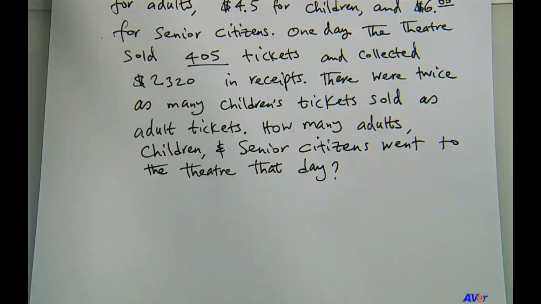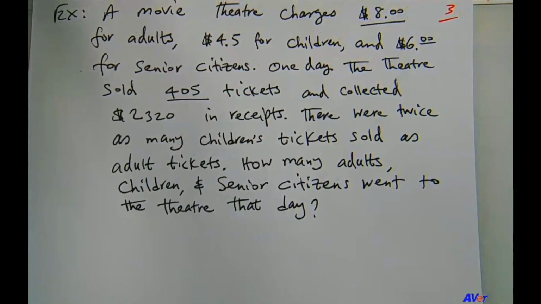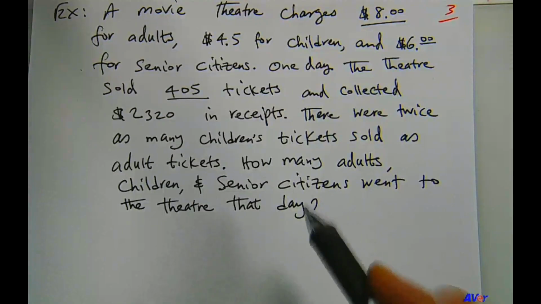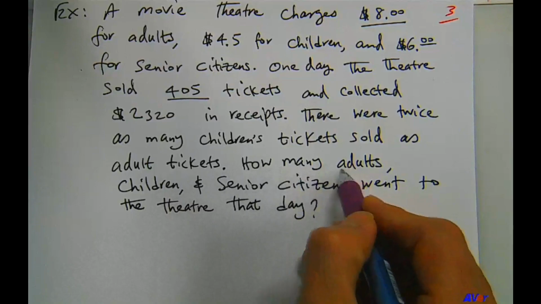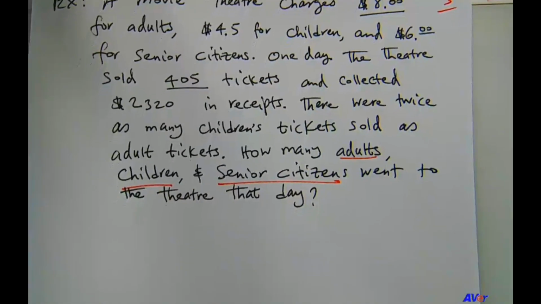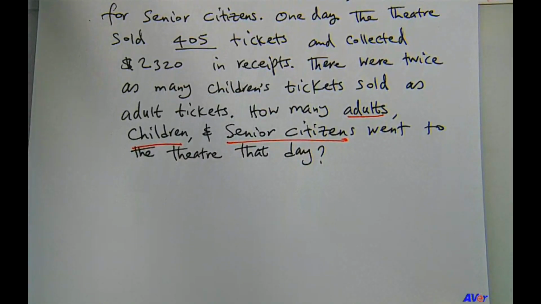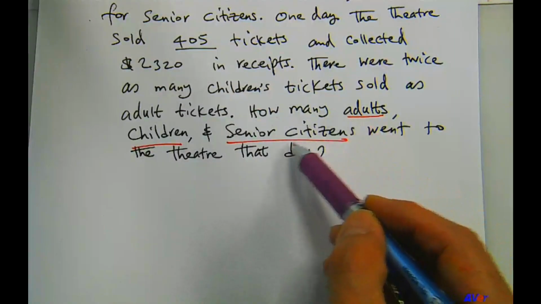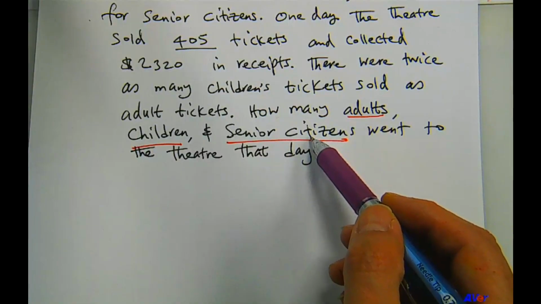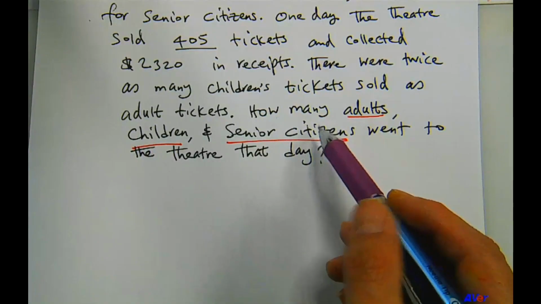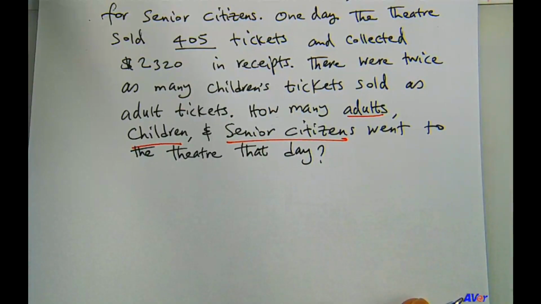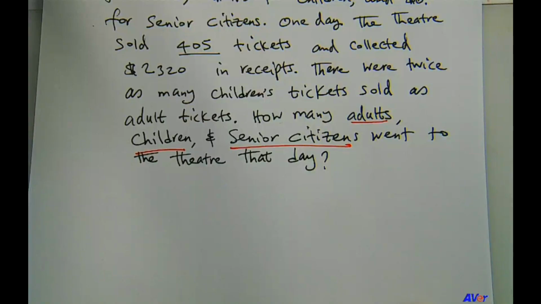Okay, so here is the question before us. First, let's get a feel for what they're asking us here, given this information. They want to know how many adults, children, and senior citizens went to the theater that day, right? So this is 3 unknowns that they're asking us. So if we have 3 unknowns in a problem, then we need to have 3 equations to be able to solve it. Okay, so that's the good information to have initially.